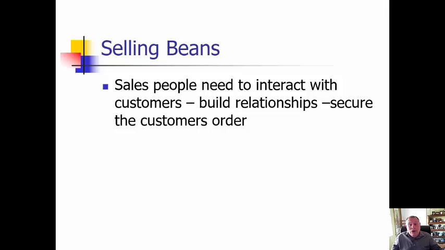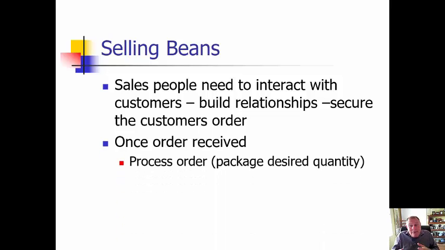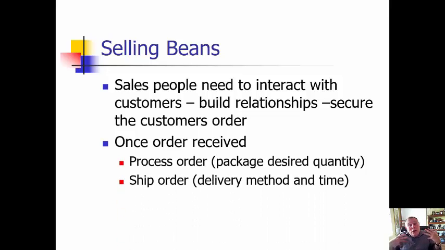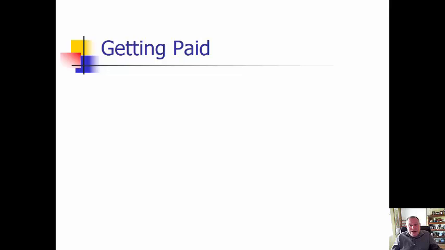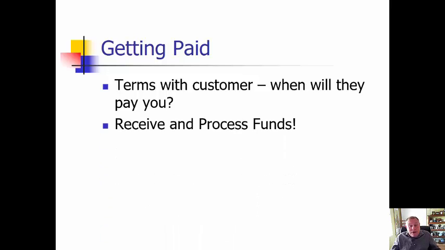Okay, next thing, we need to sell the beans. So we need salespeople to interact with customers, to build relationships, secure the customer order. Once the order is received, it needs to be processed. We got to send them the right quantity. We need to ship it to them. So we need to have a delivery method in time. We need to bill the customer. Okay? Once we bill the customer, we move to the last step, getting paid. Terms with the customer. When will they pay you? Receive it and process the funds. You finally now have cash.